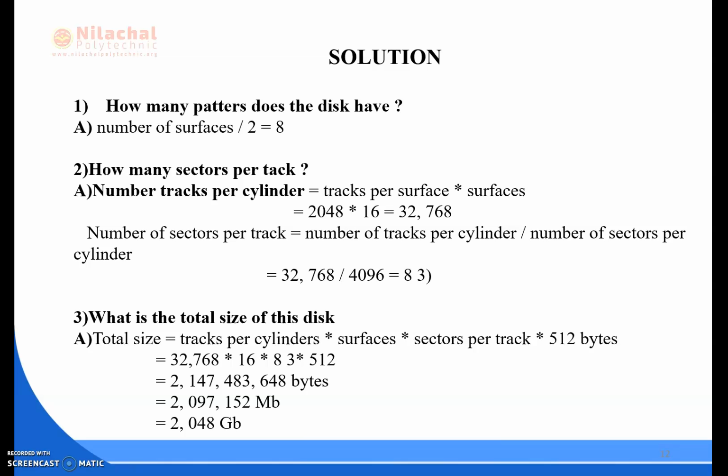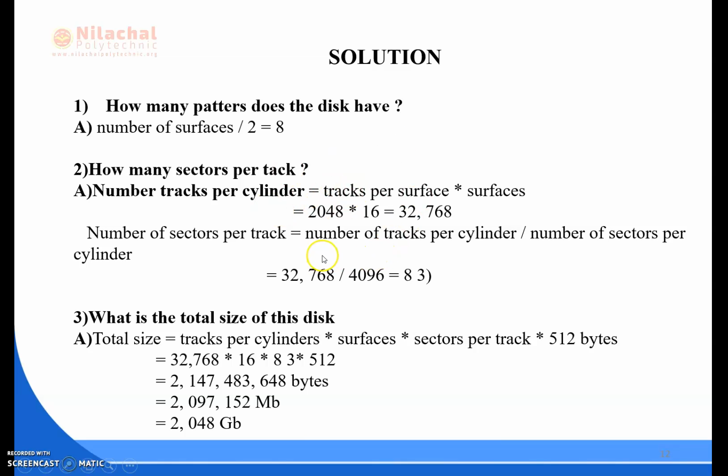Next question is how many sectors per track are there, and the number of tracks per cylinder. The number of tracks per cylinder we need to find out first. The number of tracks per cylinder is the number of surfaces multiplied by tracks per surface. So the number of surfaces is 16, tracks per surface is 2048. So finally we have 32,768 tracks per cylinder.